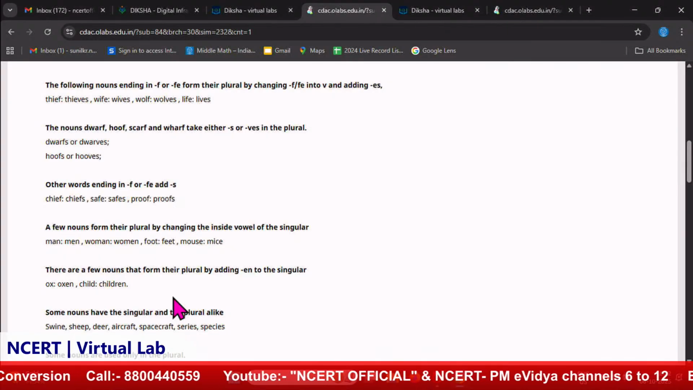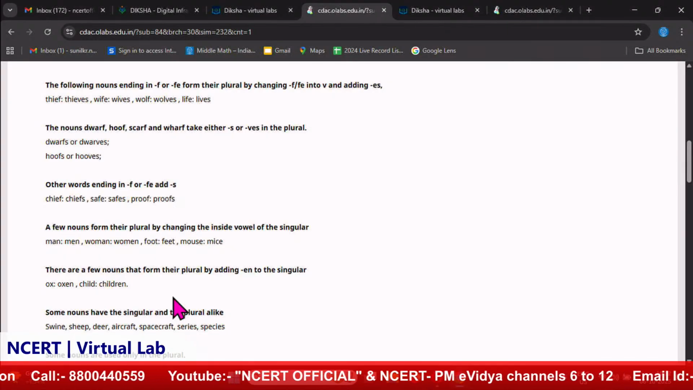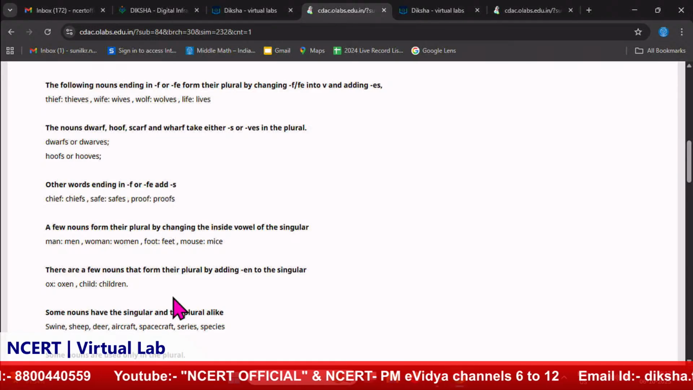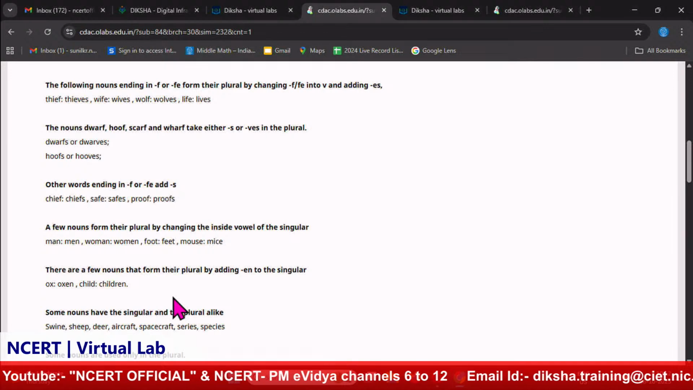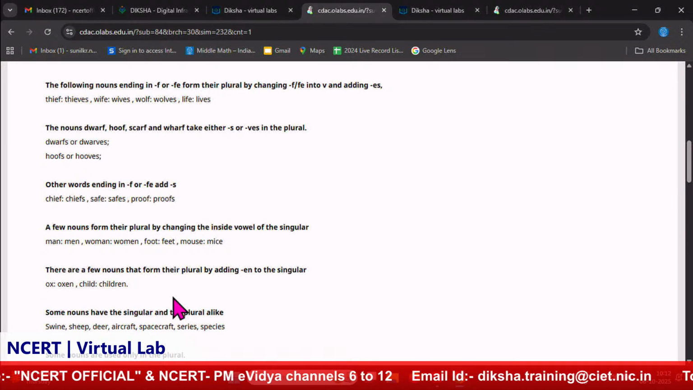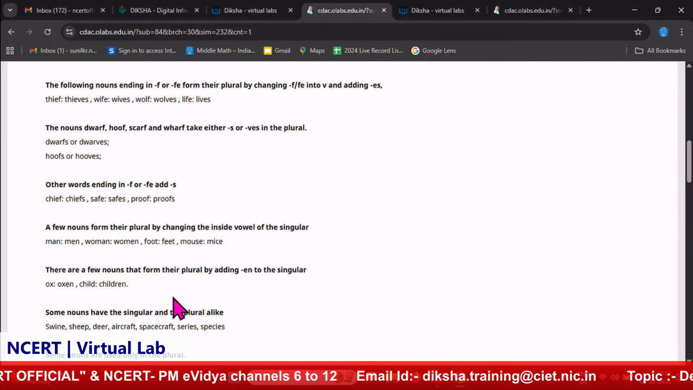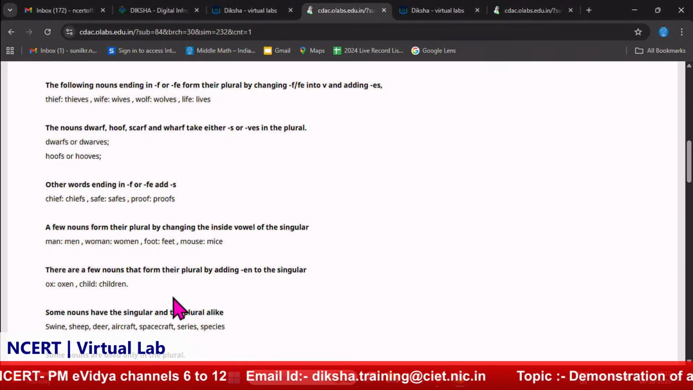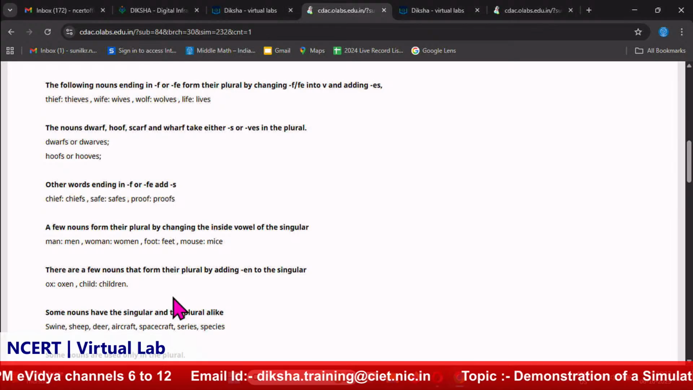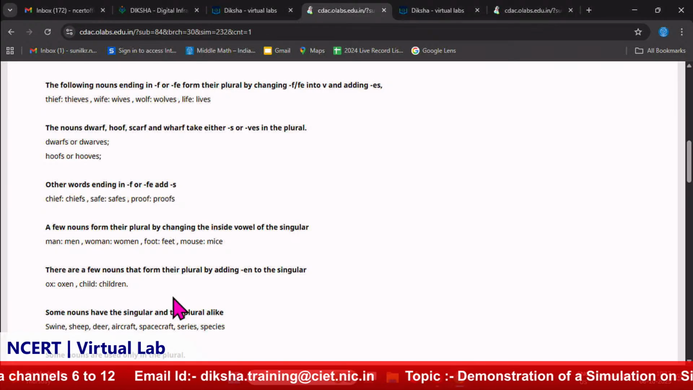Then there are words where the vowel changes. Man, woman, foot, mouse. So man will become men, not mans. Woman is not woman's. Foot is not foot's. Mouse is not mouse's. And this is because these are largely Latin borrowings into English, where the plural has to be within the structure of the word.